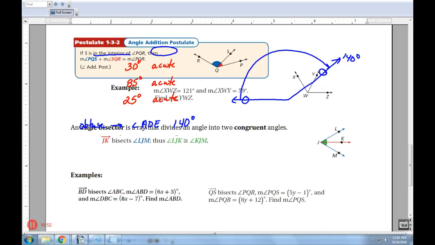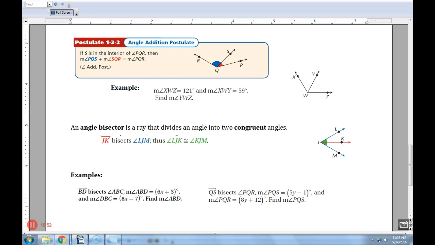All right, so next I want to take a look at the angle addition postulate, which is a lot like segment addition. If you remember, segment addition basically said if we have a segment, let's just call it A, put B in here, and C in there. We could say that the left piece, AB, plus the right piece, BC, had to equal the entire distance, all the way from A to C.